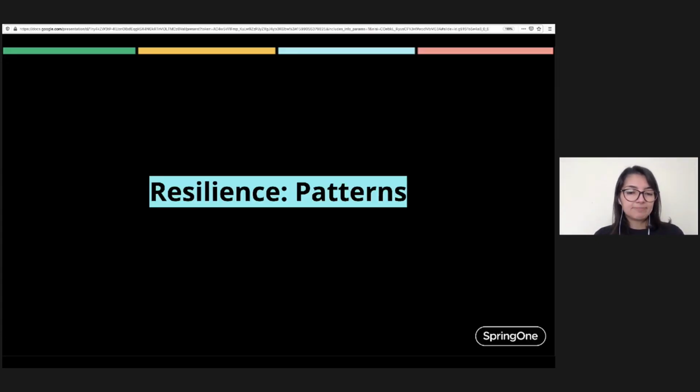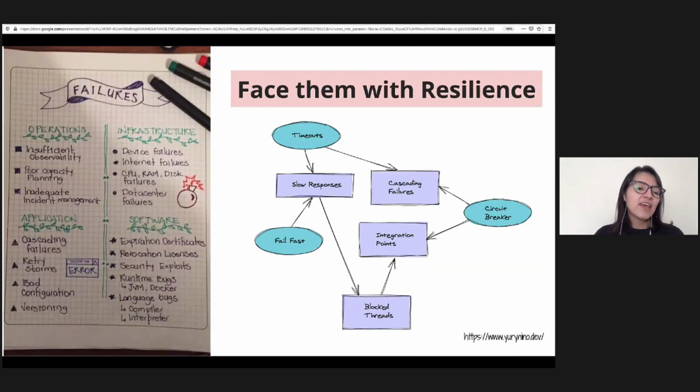And I have good news for you. We can face them with resilience patterns. So I am going to review some patterns in order to face these anti-patterns, or these bad practices, in building architectures. If you are facing slow responses, for example, you can use patterns such as fail fast or timeouts.